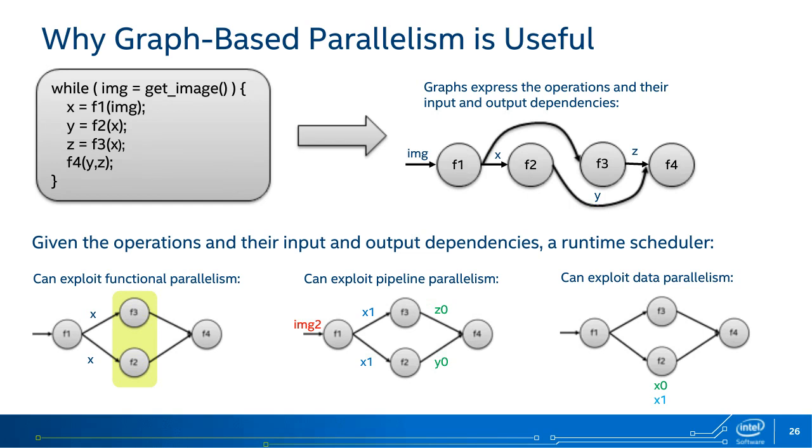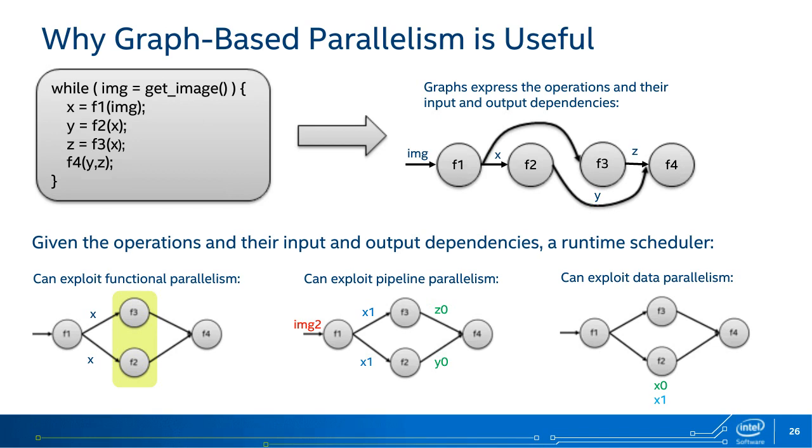So it reads in an image, it applies F1 to the image, gets a result X, then it applies F2 to X to get Y, and F3 to X to get Z, and then there's a fourth filter, F4, that is applied to the results Y and Z. In our serial application, that's what the loop would look like. If we take the effort to express explicitly the dependencies between these filters and the reading of the image as a graph, we expose a lot of opportunities to a runtime library like TBB.